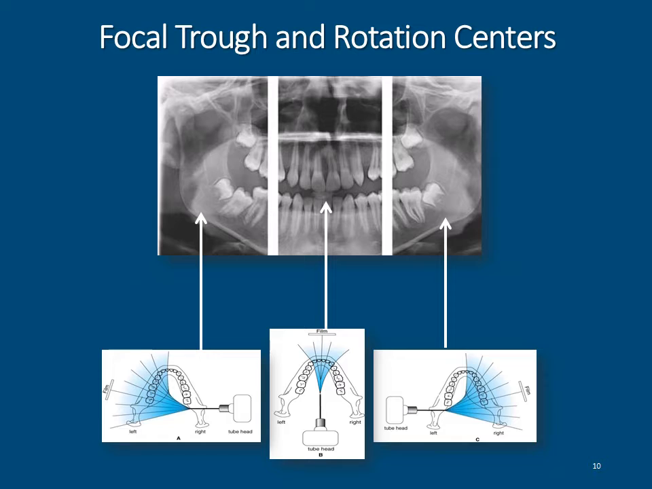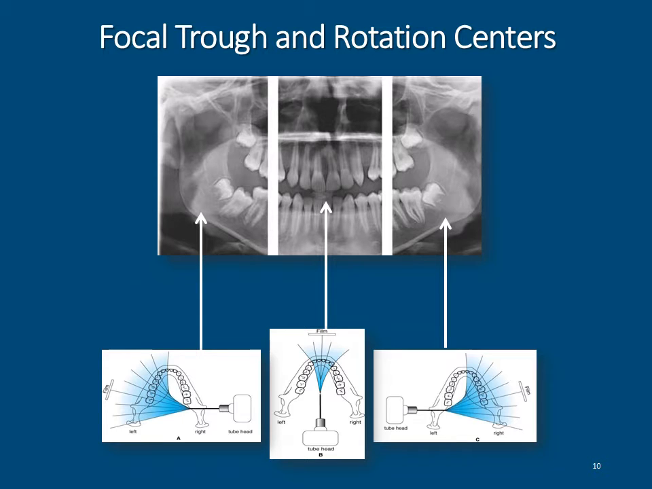You will see in figure A, the image identifies a particular area of the mouth that it's radiographing, and then you will see the image as it appears in a panoramic. This particular panoramic was created through 3 different rotation centers utilizing that one focal trough.